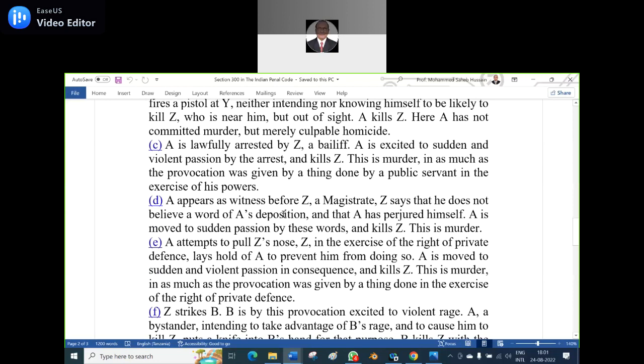A appears as a witness before Z, a magistrate. Z says that he does not believe a word of A's deposition, that A has perjured himself, and A, moved to sudden passion by these words, kills Z. This is purely a murder. Why?